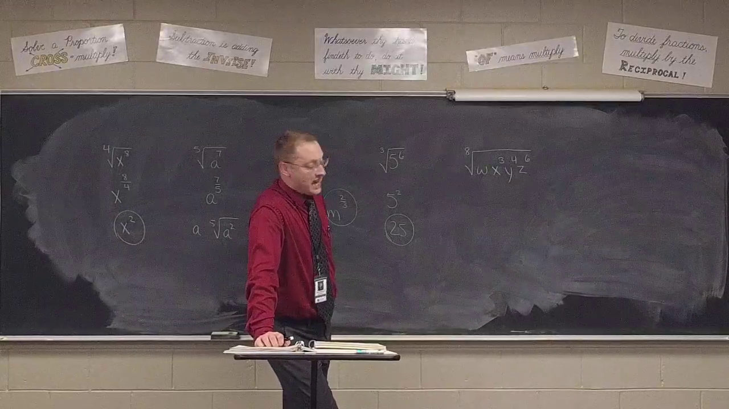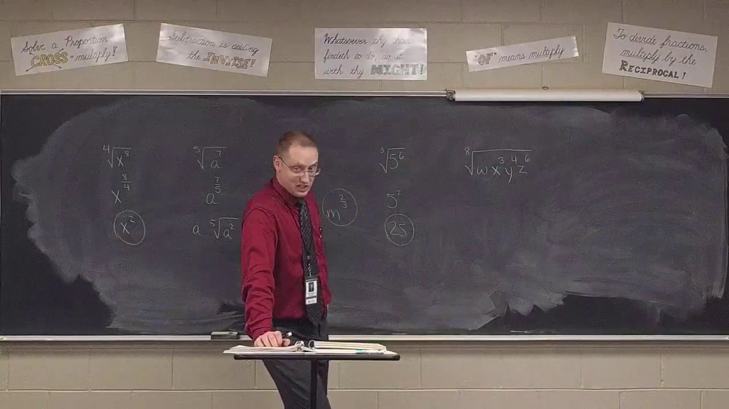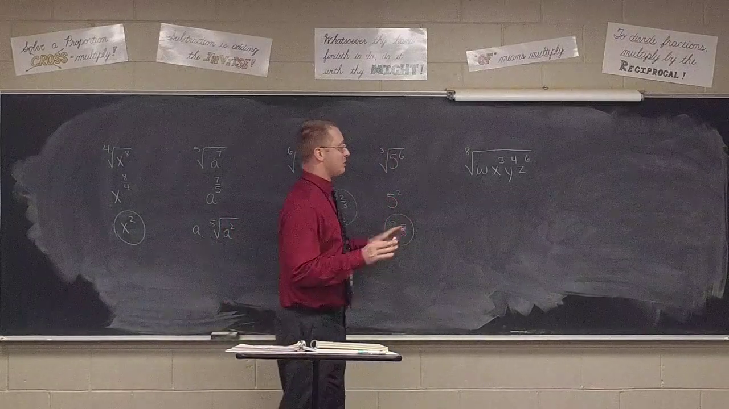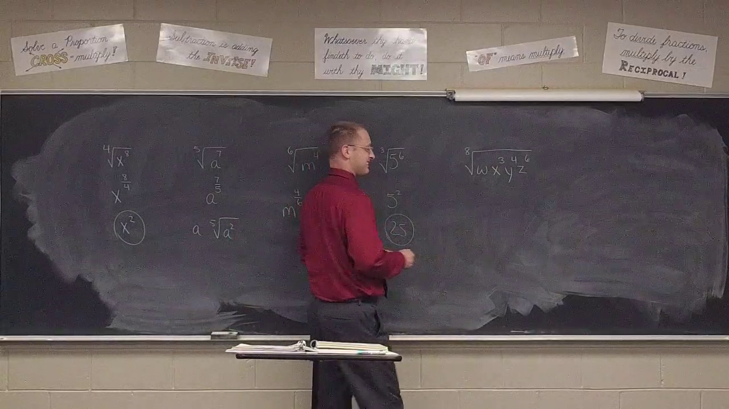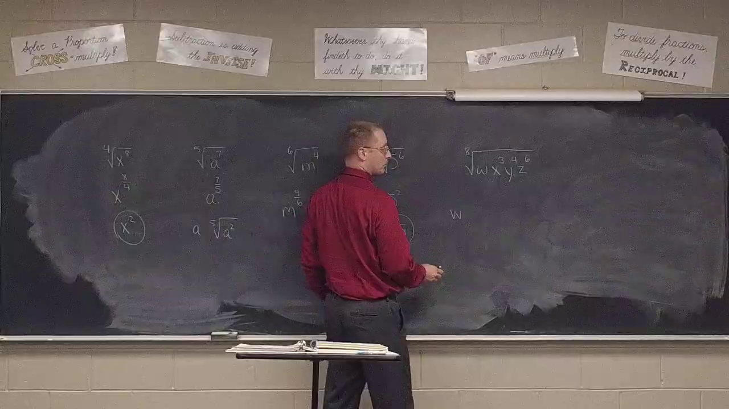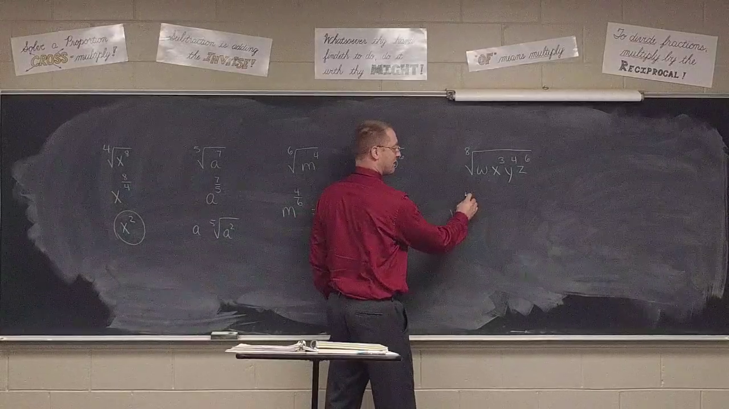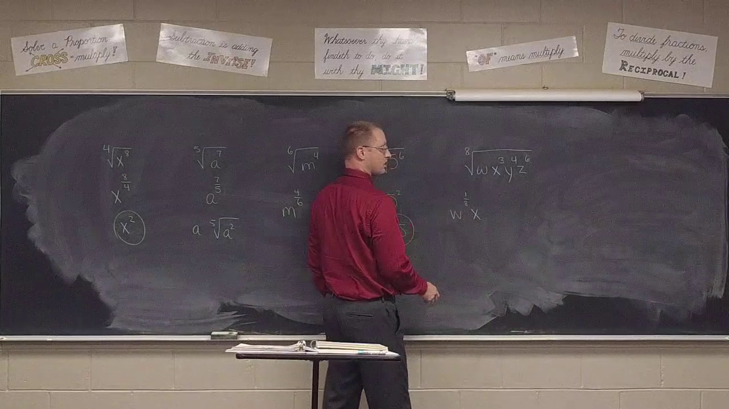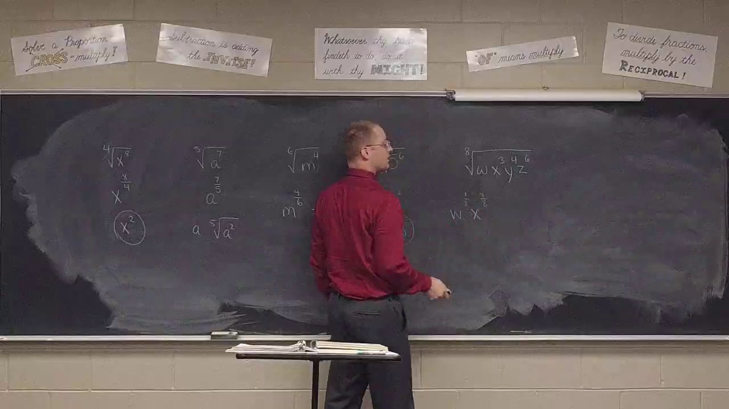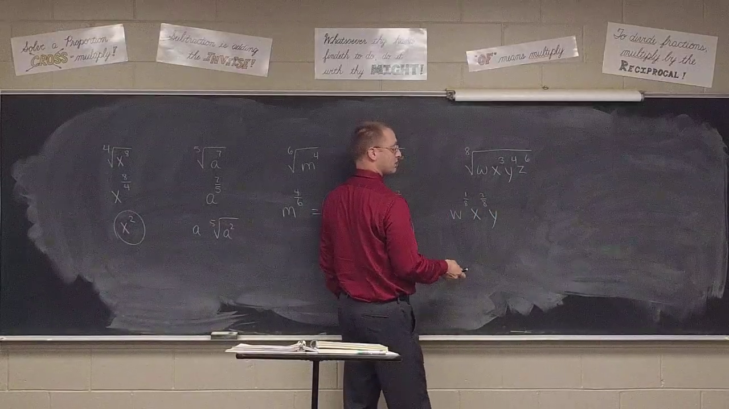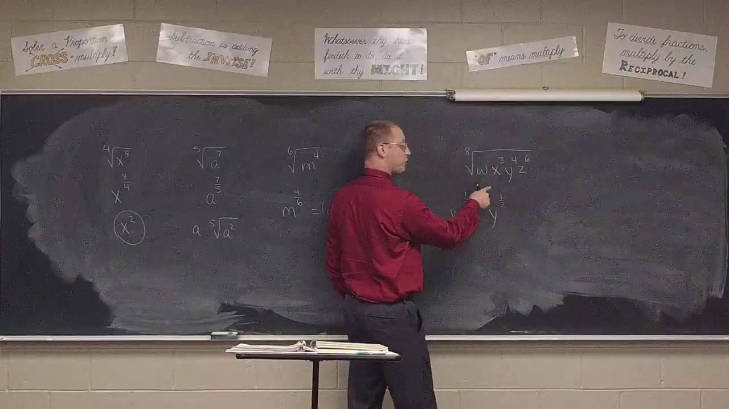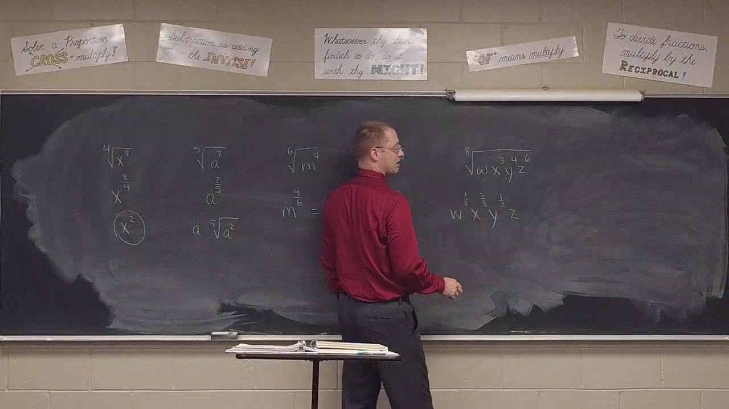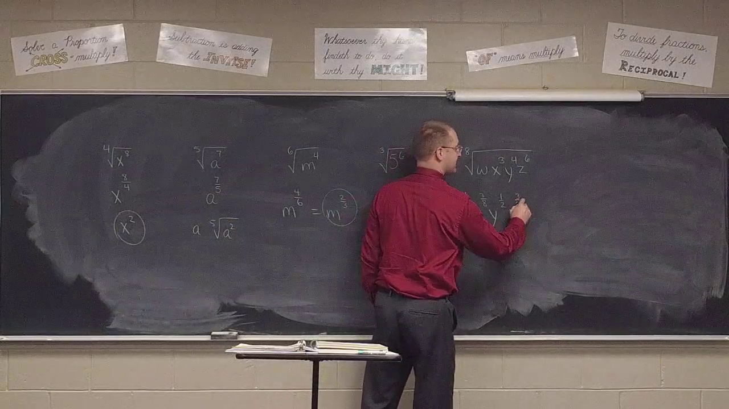How would I write the 8th root of w x cubed y to the 4th z to the 6th using fractional exponents? No, we're not going to simplify it. We're just going to write it using fractional exponents. W to the 1/8 times x to the 3/8 times y to the 1/2. Good. Not 4/8, but 1/2. Excellent. Times z to the 3/4. And not 6/8, but 3/4.